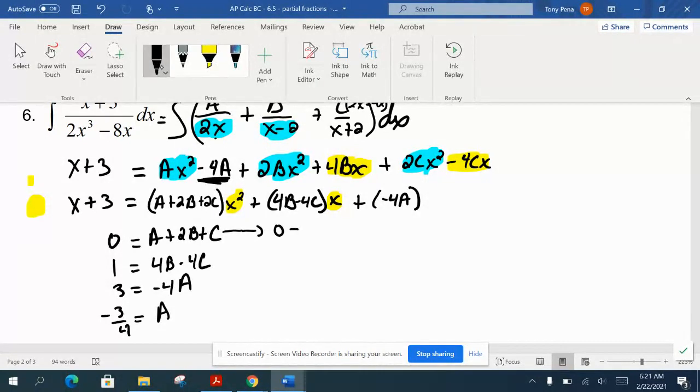So you're going to get 0 equals a negative 3/4 plus 2b plus 2c. And then right away, I'm going to move that 3/4 over. So let's now, I'm going to erase it. I'm running out of room a little bit. So I'm going to add that 3/4 over.